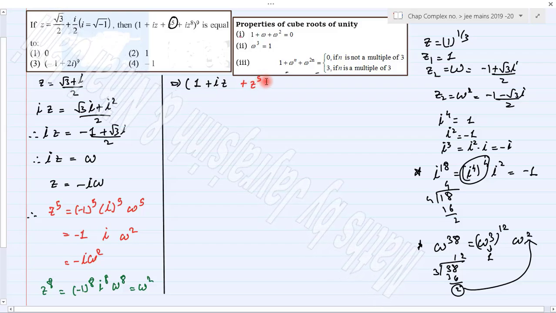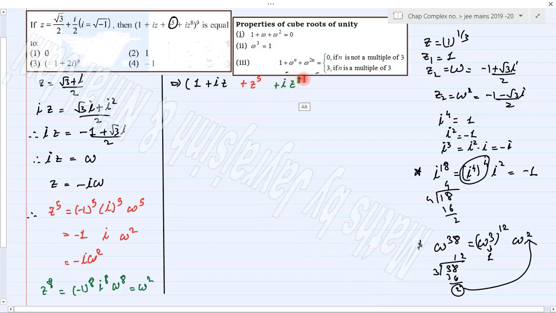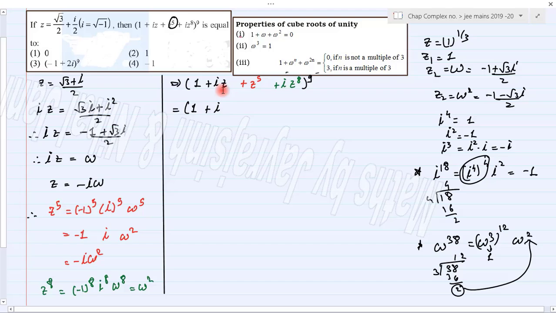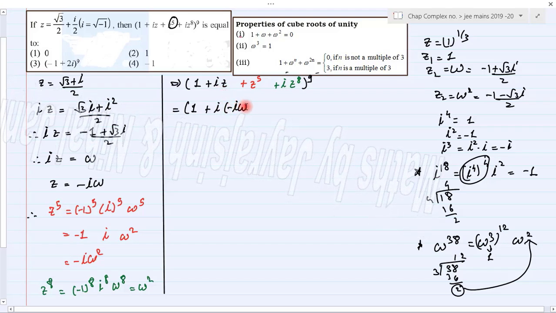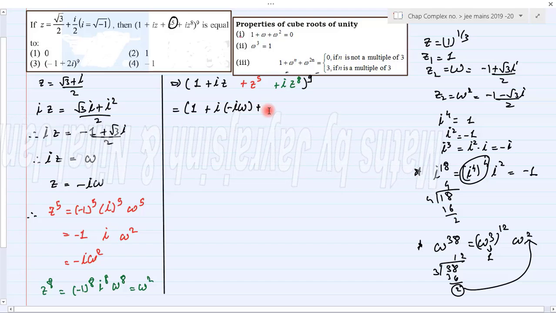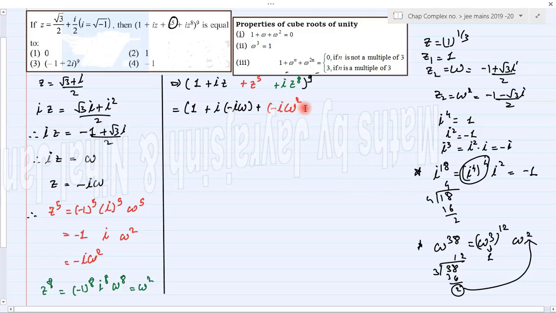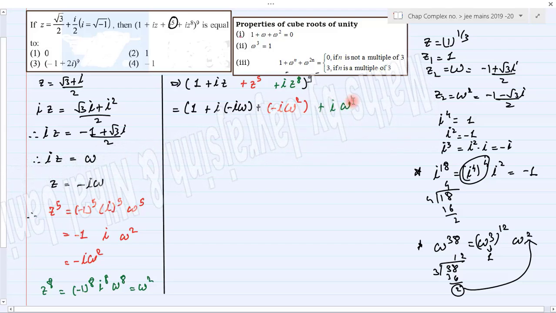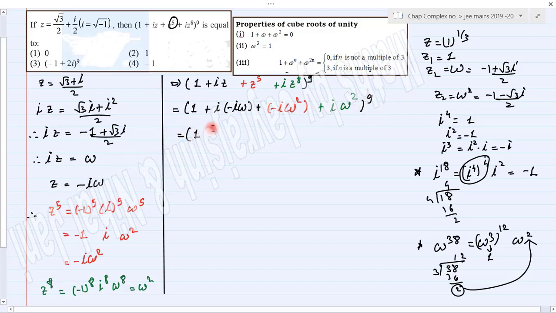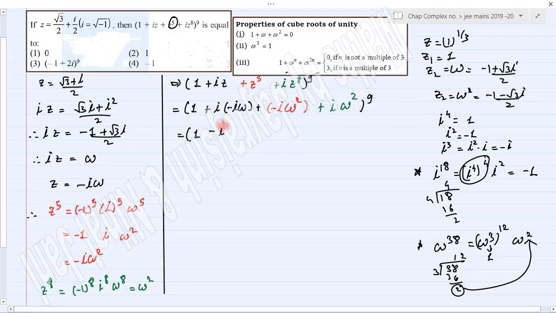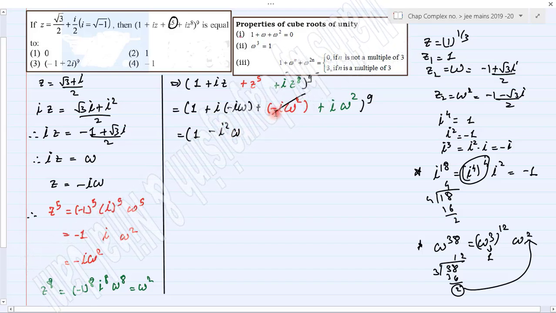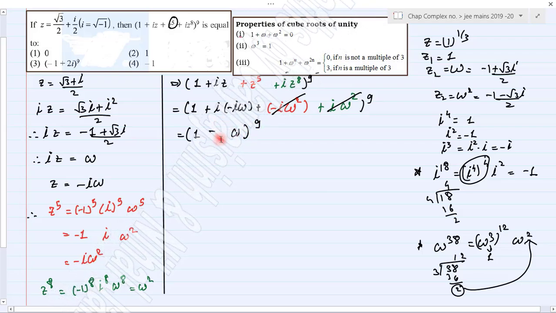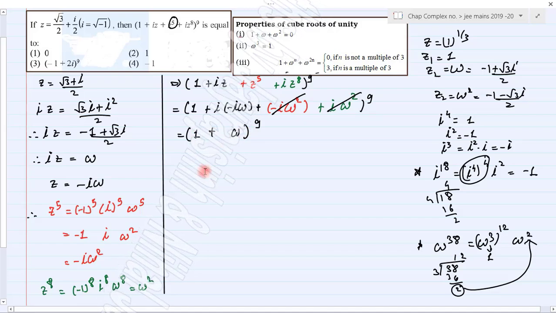plus z raised to 5 and iz raised to 8, whole raised to 9. Your 1, and instead of z, we have to place minus i omega. Your z raised to 5 is minus i omega square, and your z raised to 8 is nothing but omega square. Now let's simplify. Here in the second term we'll get minus i square omega. Minus i omega square plus i omega square will be cancelled out, and i square is nothing but minus 1. So we'll get 1 plus omega.